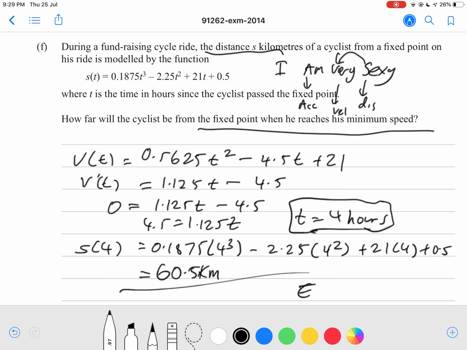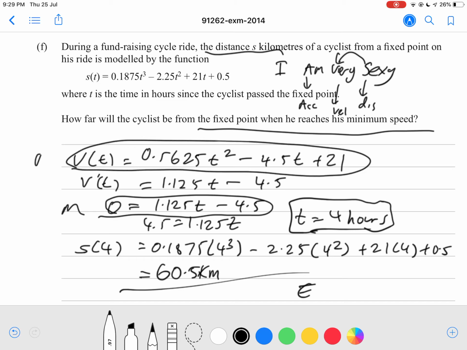To get a merit grade, you're looking at acceleration found and set equal to 0. So if you can find your v dash of t and set it equal to 0, that'll get you a merit grade. And to get an achieved grade, you're finding the correct velocity equation. V of t found will get you an achieved.